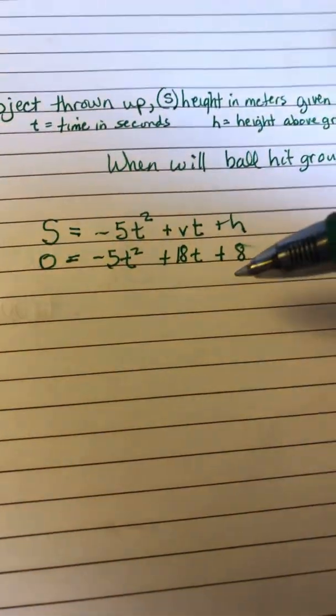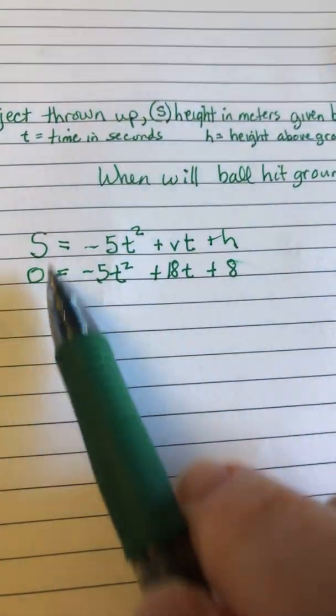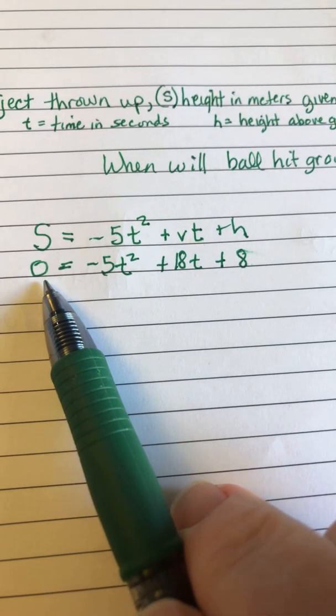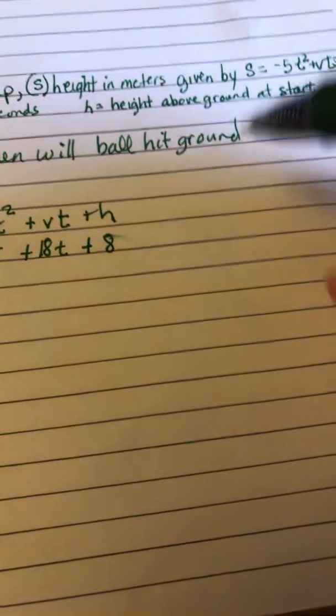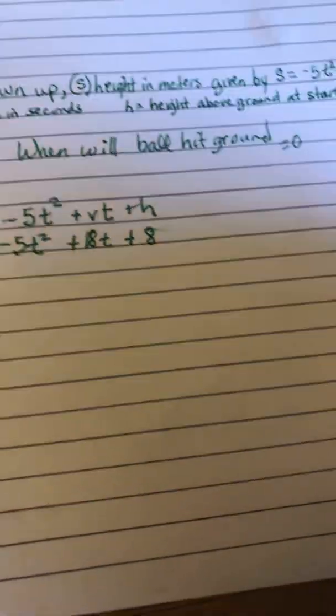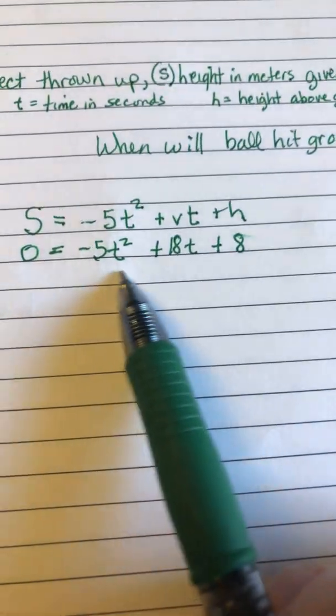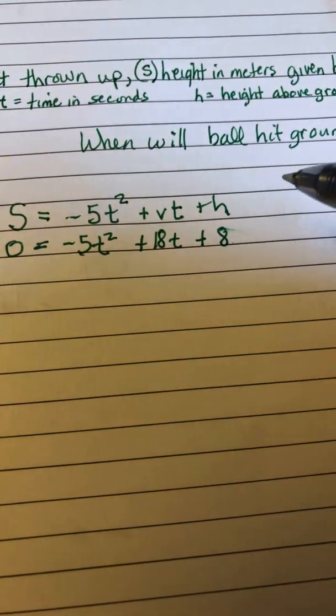And then we want to go ahead and factor this, and we also put 0 in for the height because they're asking when will the ball hit the ground, and ground is equal to 0. The height of it is 0. So now we're going to factor this.